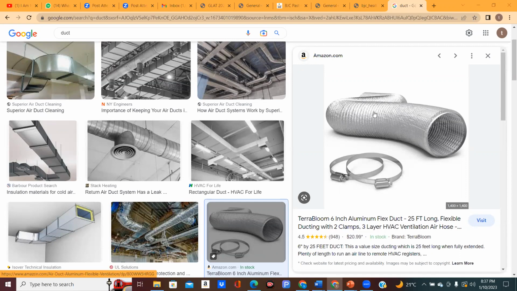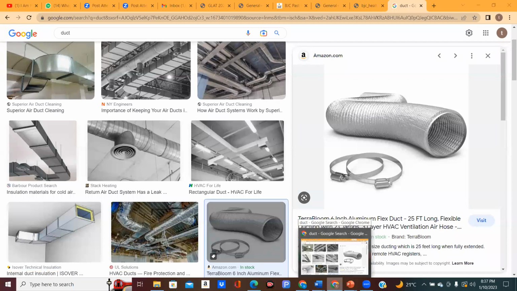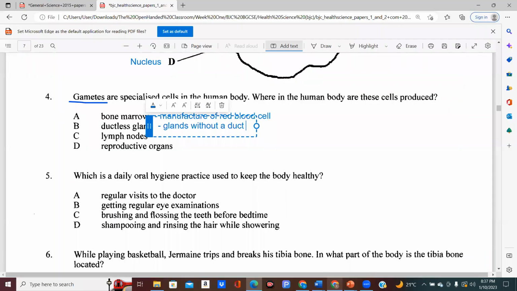Without a tube, okay? So ductless glands do not have any pipe or conduit or tube to allow the hormones to pass through. They exert their hormones directly into the bloodstream. So that's the difference. These are glands without a duct, or a conduit, or a tube. They have no tube, they send the hormones directly into the bloodstream.